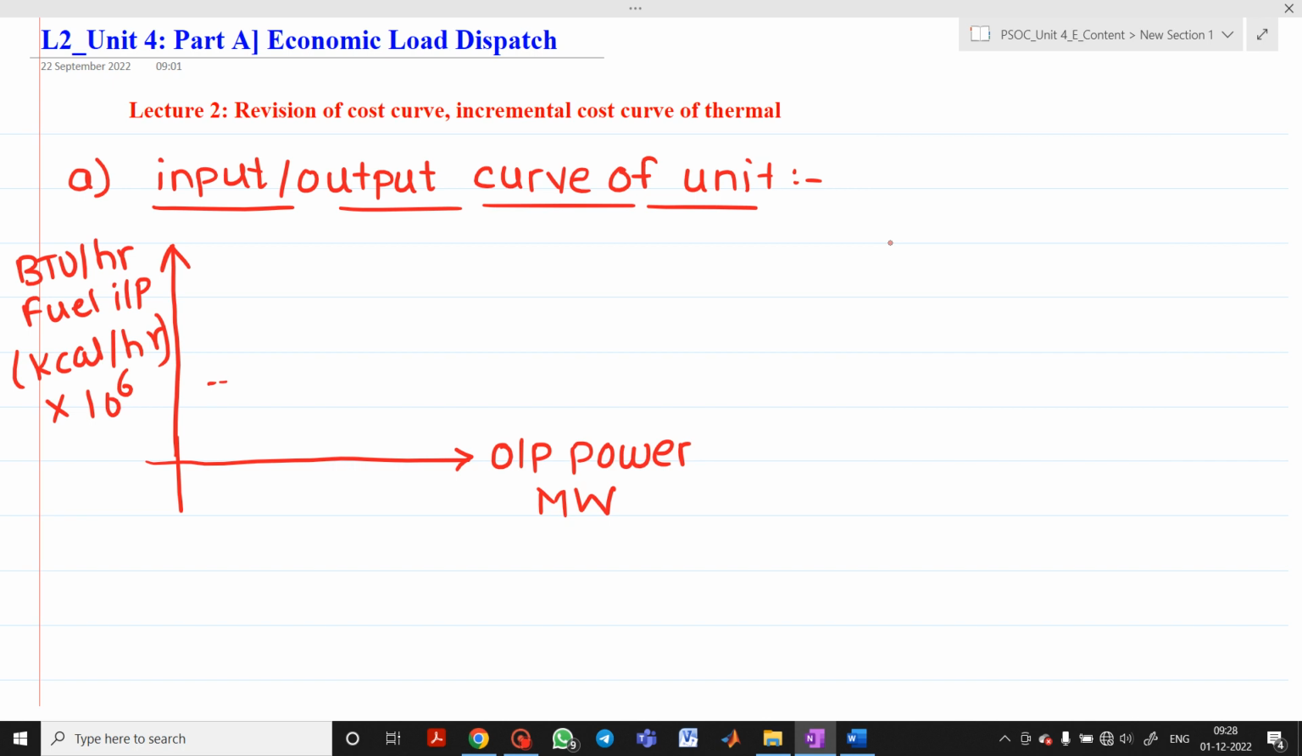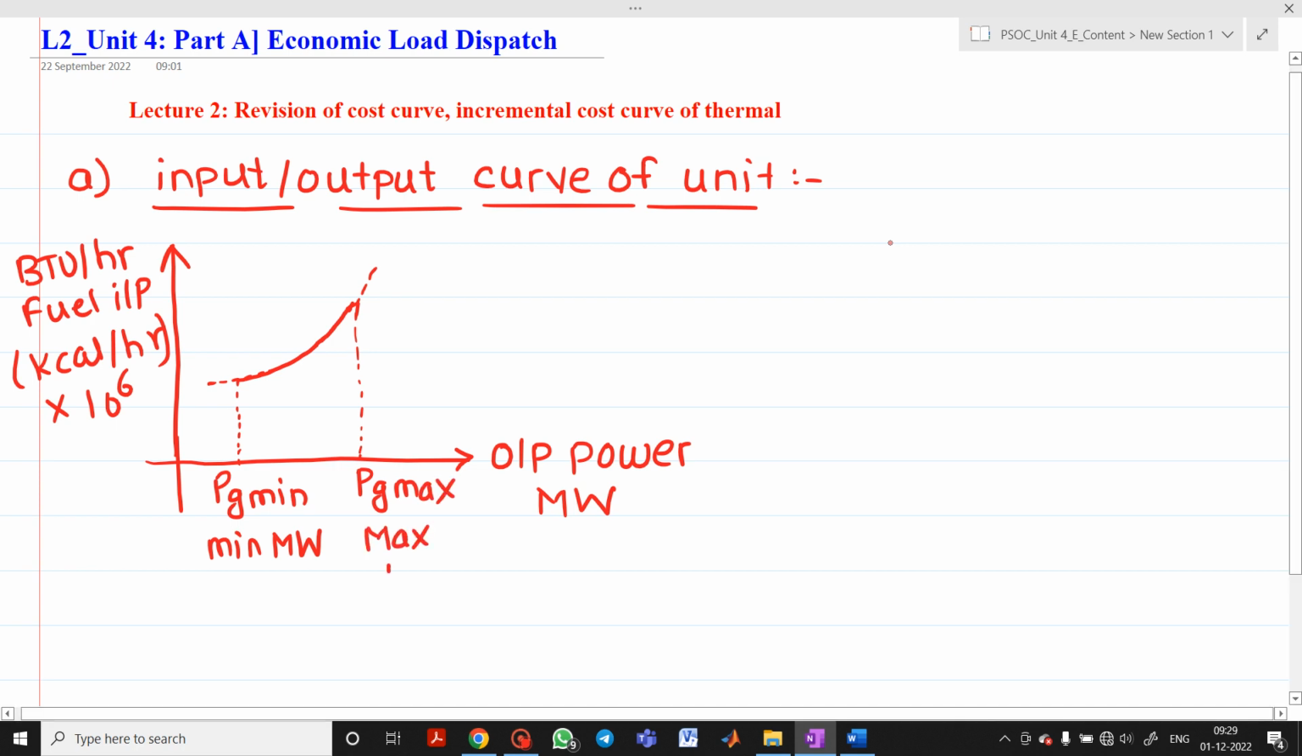So I'll draw it like this. So this is the nature of the curve. I'll draw this curve by a solid line and the remaining curve by a dotted line. Now what is this? This will be your PG minimum, or I can say that this will be your minimum megawatt. Then this will be your PG maximum. So this is nothing but your maximum megawatt.